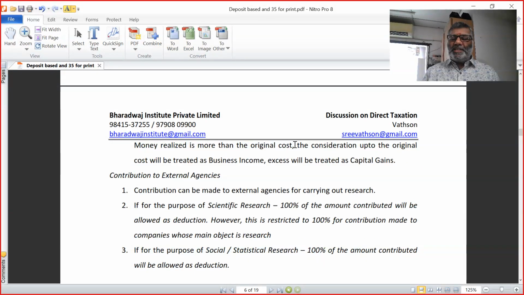Contribution to external agency. Now, if you contribute to any agency, national lab, IIT, IIM, any research association for scientific, social or statistical research, 100% will be allowed as deduction. Previously it was national lab 200%, others 150%, a company in which the main object is research 125%. If you refer to your earlier notebook, that is gone. Everything is simplified to 100%.